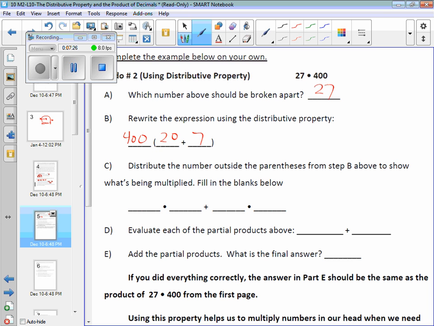Somebody had said in previous years, why not 10 and 17? You could, you still have one as a 0, but the next closest friend to our friends with 0 is single digits. We like single digits also. So 0 is our friend, and single digit numbers are our friends. Okay, so then show the multiplication of the number outside the parentheses with each number inside the parentheses. So we get 400 times 20 plus 400 times 7.